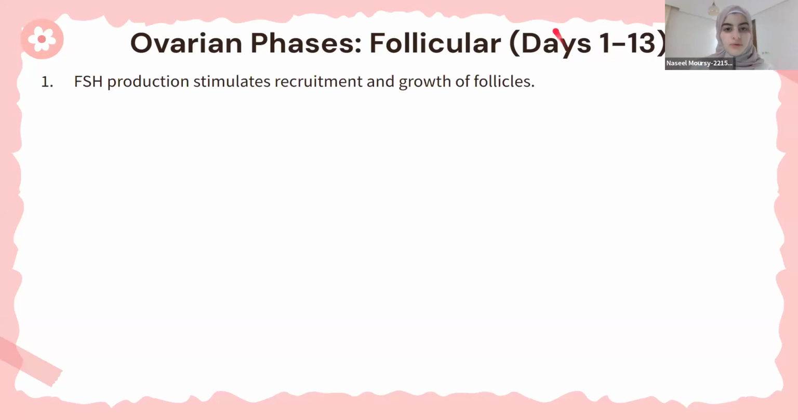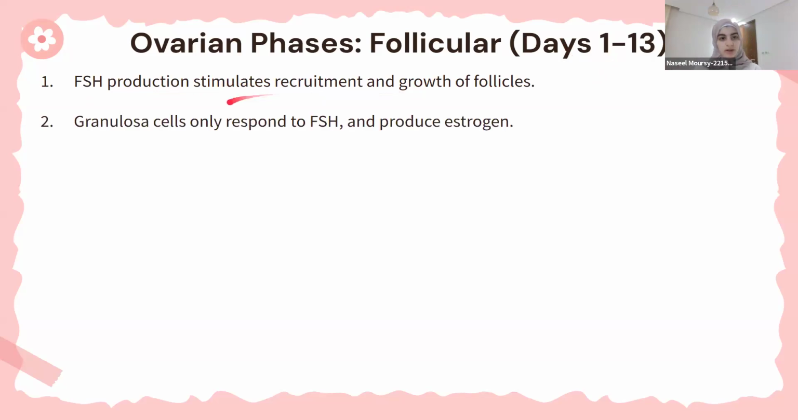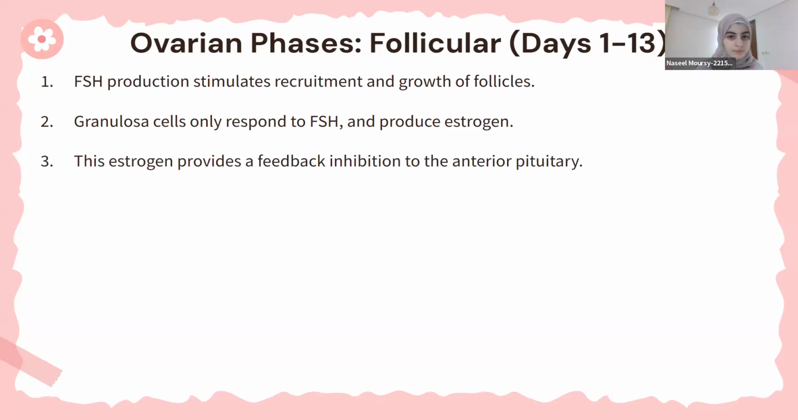So we started off with FSH production stimulates recruitment and growth of the follicles. We've said that before. And then granulosa cells only respond to FSH and produce estrogen. Now this is important because when we go furthermore, we'll see that LH mainly acts on the thecal cells, the ones on the outside, and FSH mainly acts on the granulosa cells. All right. However, the granulosa cells do start responding to LH at a certain point, okay? But for now, they mainly respond to FSH in the follicular phase, okay?